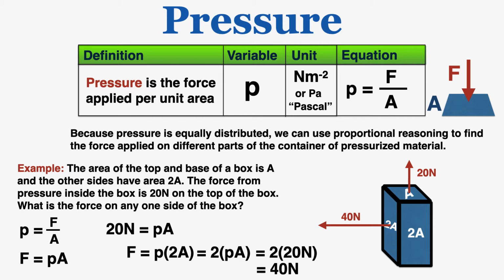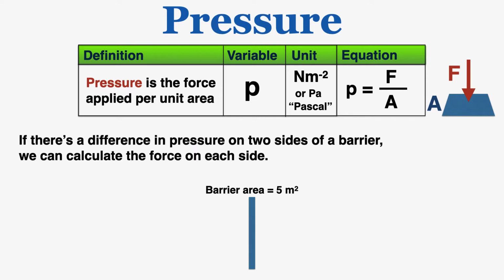I can use proportional reasoning and the fact that pressure is constant in all parts of the container to predict missing forces on the object. If there's a difference in pressure on two sides of a barrier, we can calculate the force on each side.